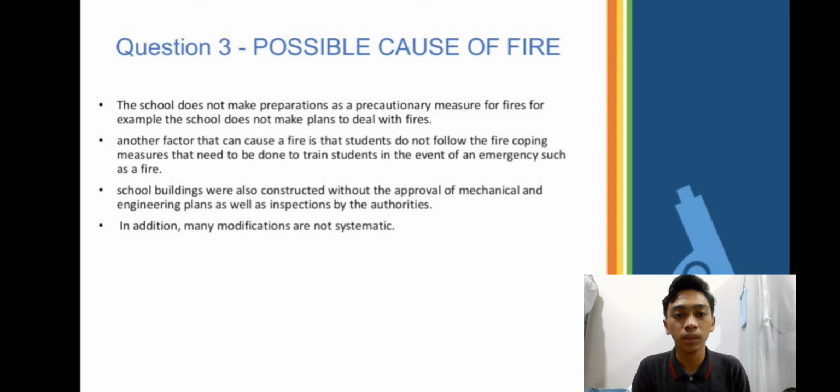Possible causes of fire. The school did not make preparations as a precautionary measure for fire. For example, the school did not make plans to deal with fire. Another factor that can cause a fire is that students do not follow the fire coping measures that need to be done to train students in the event of an emergency such as a fire. School buildings were also constructed without the approval of mechanical and engineering plans as well as inspections by the authorities. In addition, many modifications are not systematic.